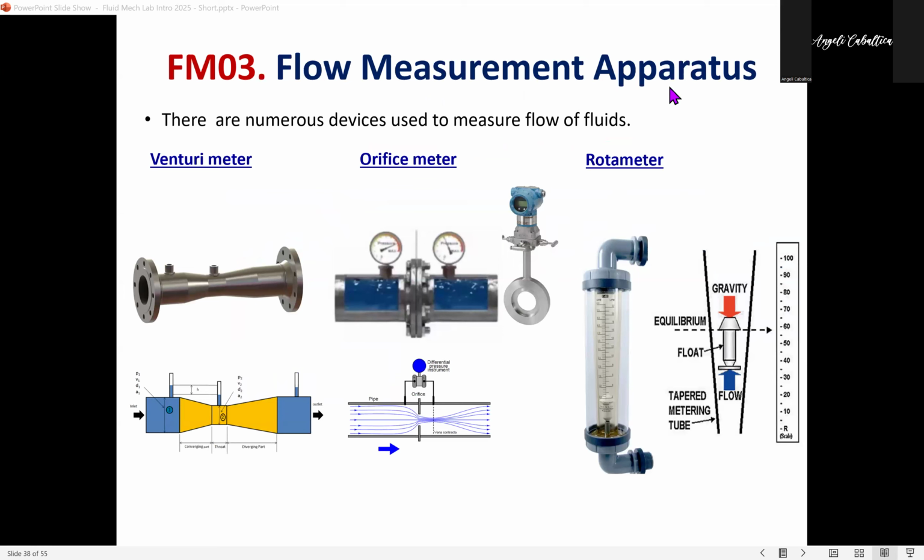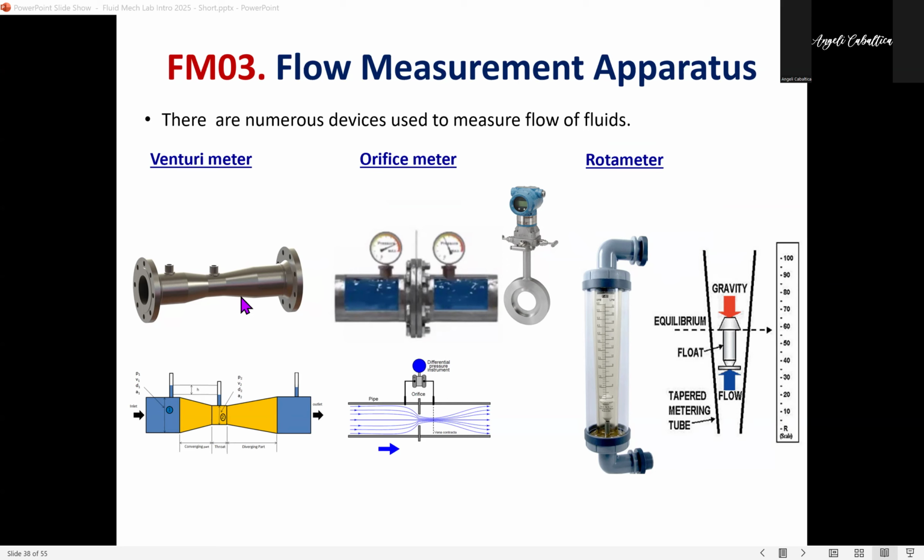FMO3 is flow measurement apparatus. So these are different apparatus that we put in pipe systems to monitor the flow rate or to measure the flow rate. So you might not see all of them in one system, but in our experiment in the lab, we will try to put all these three together in one very small pipe system just to show how we determine the flow rates using these three devices.